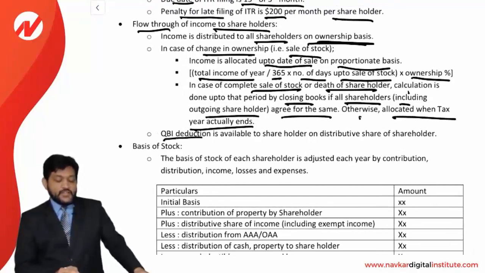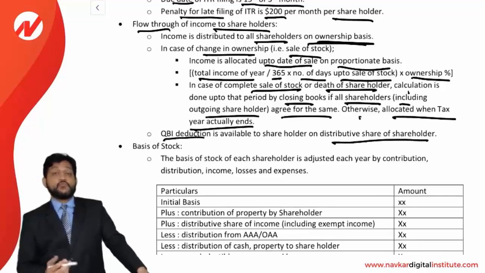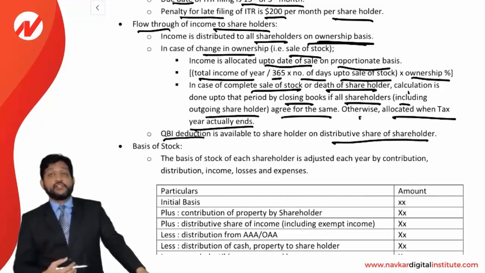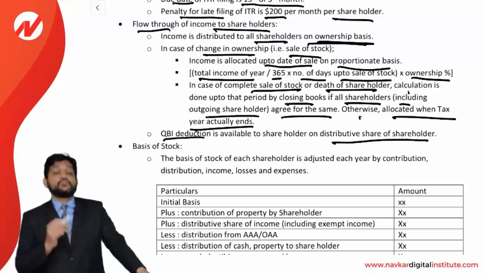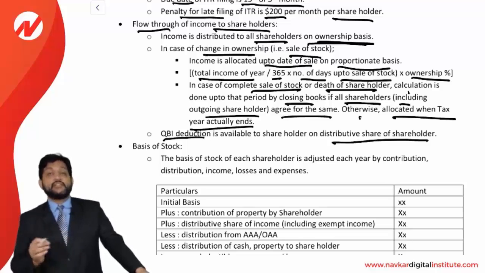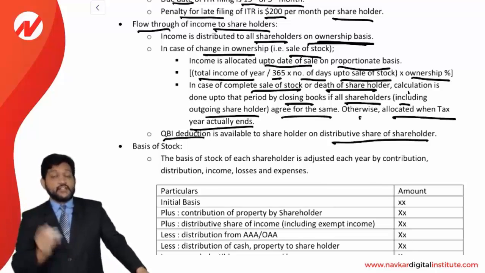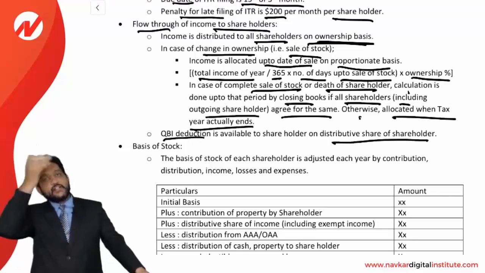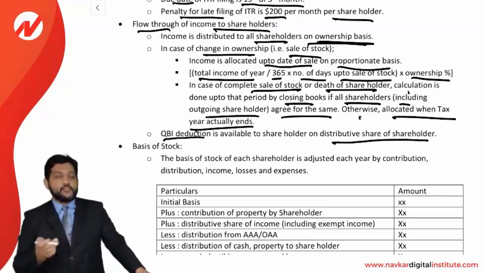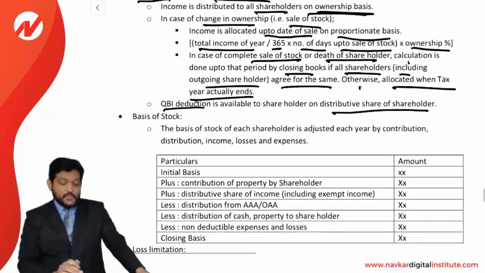Now, QBI deduction is available to the shareholder on a distributive share of the shareholder. Distributive share, whatever income is being distributed to a shareholder from S corporation, that is subject to QBI deduction, qualified business income deduction. QBI deduction is going to be levied on that part. Fine. So that you need to consider. We have seen that you are getting a benefit of QBI deduction. So 20% of income will be deducted from his distributive share.